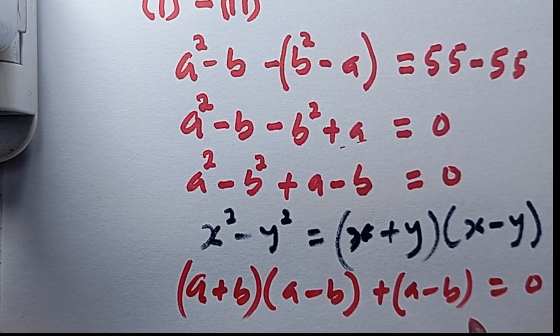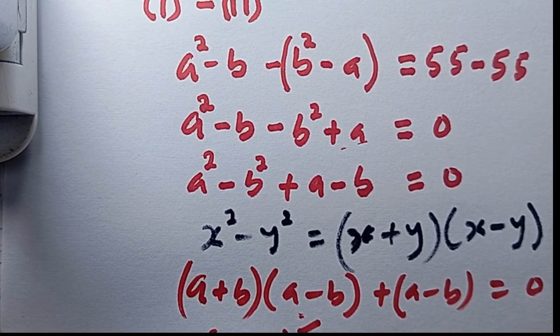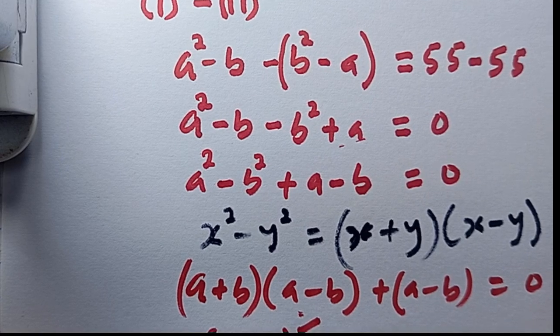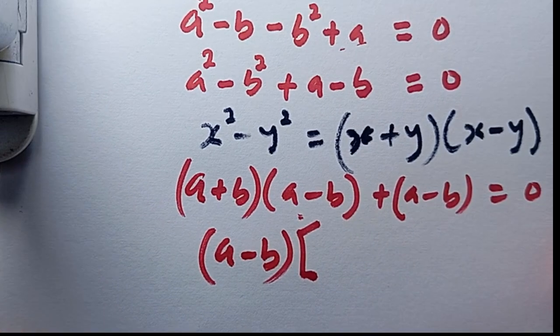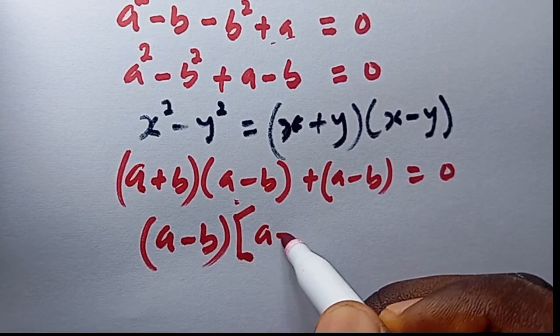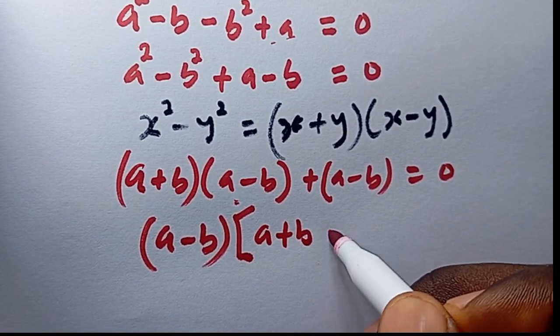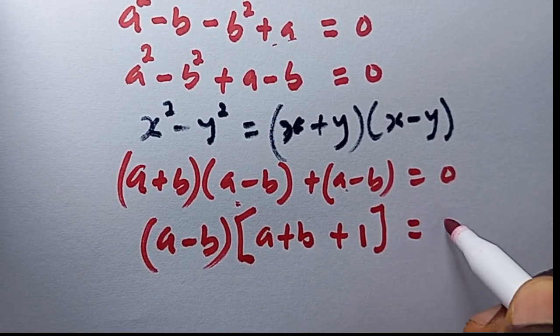So that if you watch very well, you're actually going to be seeing that we've got some common terms right here. So a minus b is common, so I'm going to pull it out, and then I'll factorize it from this left hand side. So if I factorize it from here, this a plus b will remain, and then plus, if I factorize it from here, I'll be having 1, and this is equal to 0.